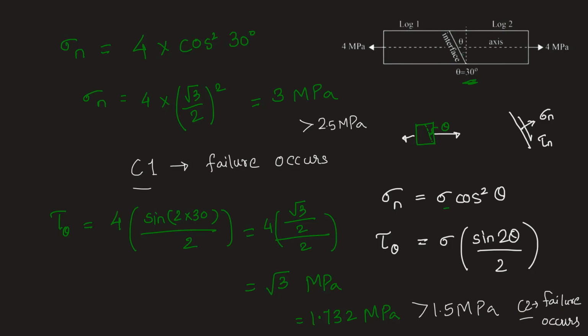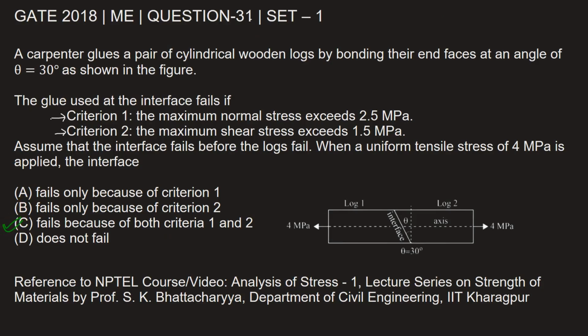Let's go back and mark the correct option. Option C is the correct one. The interface fails because of both criteria 1 and criteria 2.